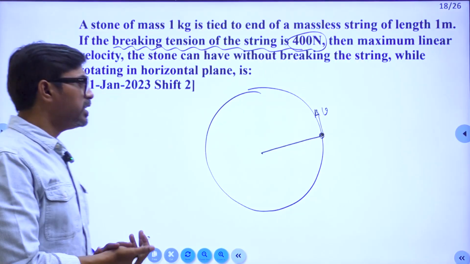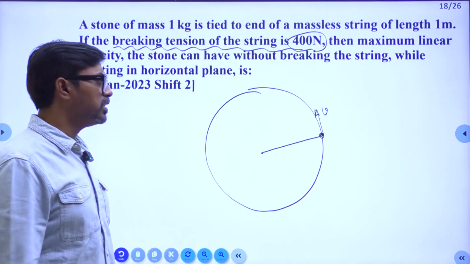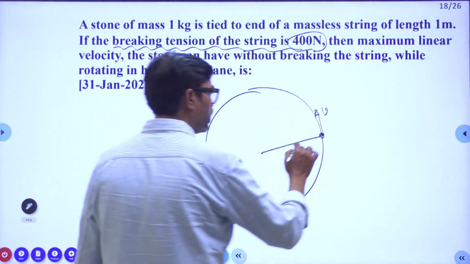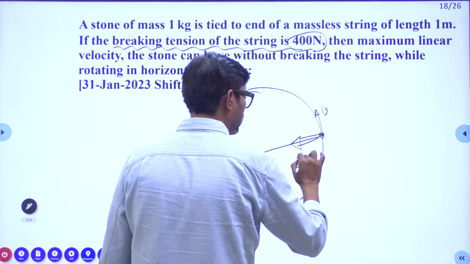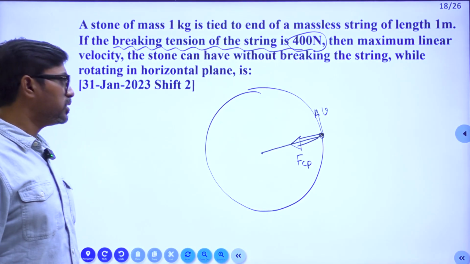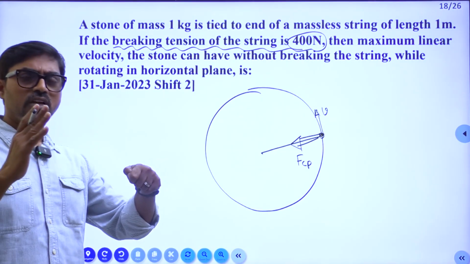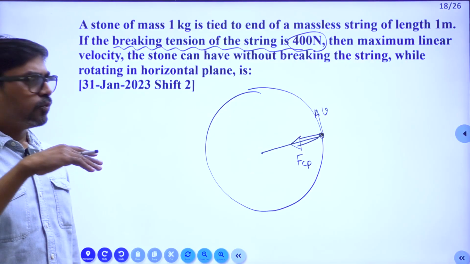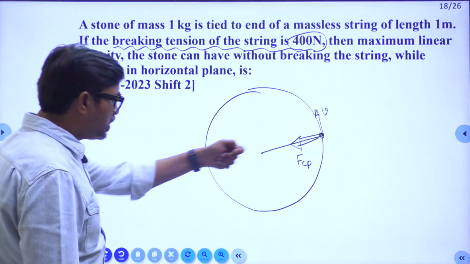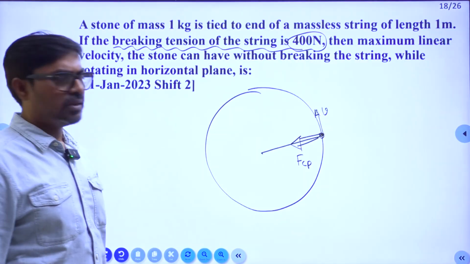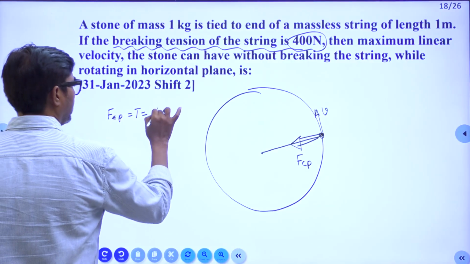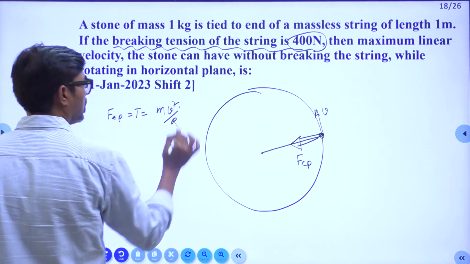First of all, why do you need tension in the string? Because whenever a particle goes in circular motion, it experiences centripetal acceleration. Without centripetal force, circular motion is not possible. A force perpendicular to velocity only can change the direction of velocity. Force in the direction of velocity or opposite to velocity will change the magnitude of velocity. So centripetal force is provided by tension here, which is m v square by r.